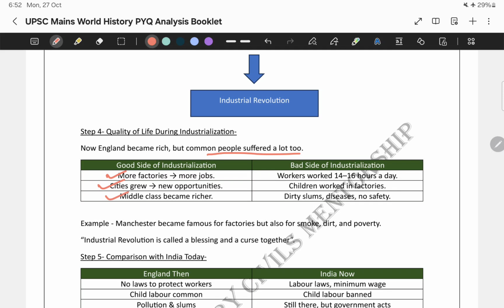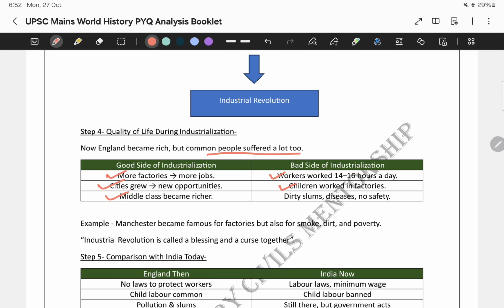And the third is that a new middle class emerged, who all became wealthier. So these were the good sides of industrialization. Now coming to the negative impact of industrialization. Since there were more factories, more jobs, more production, workers were working for 14 to 16 hours a day. Since there was more production, more employees were required, so children were working in factories.